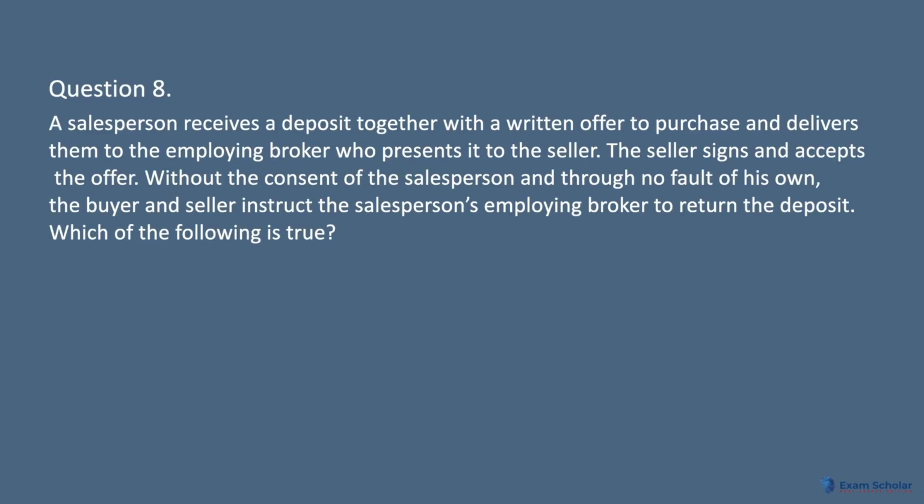Question 8. A salesperson receives a deposit together with a written offer to purchase and delivers them to the employing broker, who presents it to the seller. The seller signs and accepts the offer. Without the consent of the salesperson and through no fault of his own, the buyer and seller instruct the salesperson's employing broker to return the deposit. Which of the following is true?